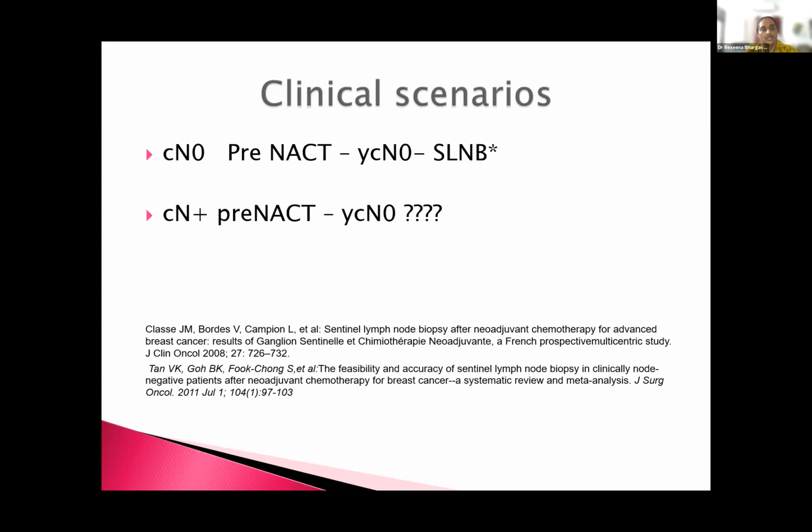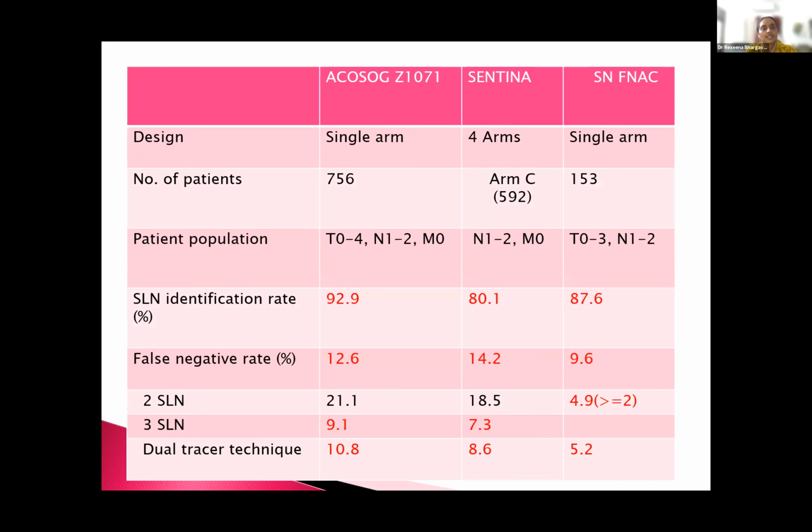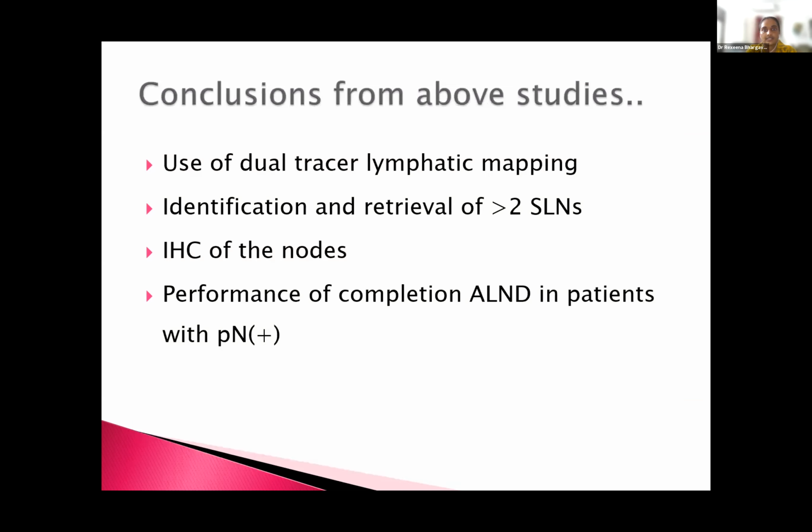But in patients who are clinically node positive prior to chemotherapy and then convert to negative after chemotherapy is where the question lies. So there are multiple studies, and you all know of ACOSOG, SENTINA, and SN-FNAC, all of which have a higher false negative rate and a reasonable sentinel node identification rate.